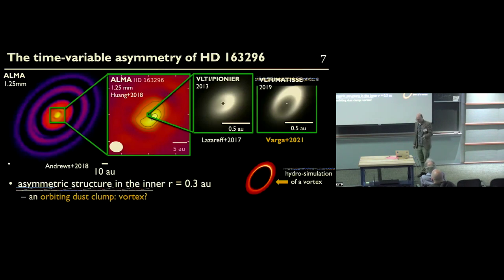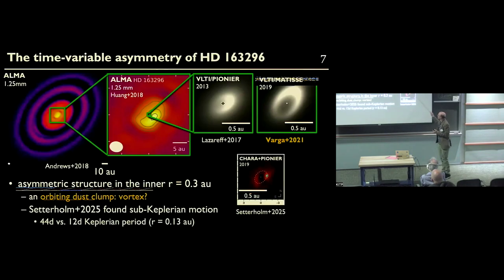But now this became much more complicated, because we have this Chara imaging of this dust clump, and so how does this compare to the Matisse observation? One thing that struck us is that this blob orbits at sub-Keplerian speeds, 3 times lower rate than what is expected from the Keplerian period.